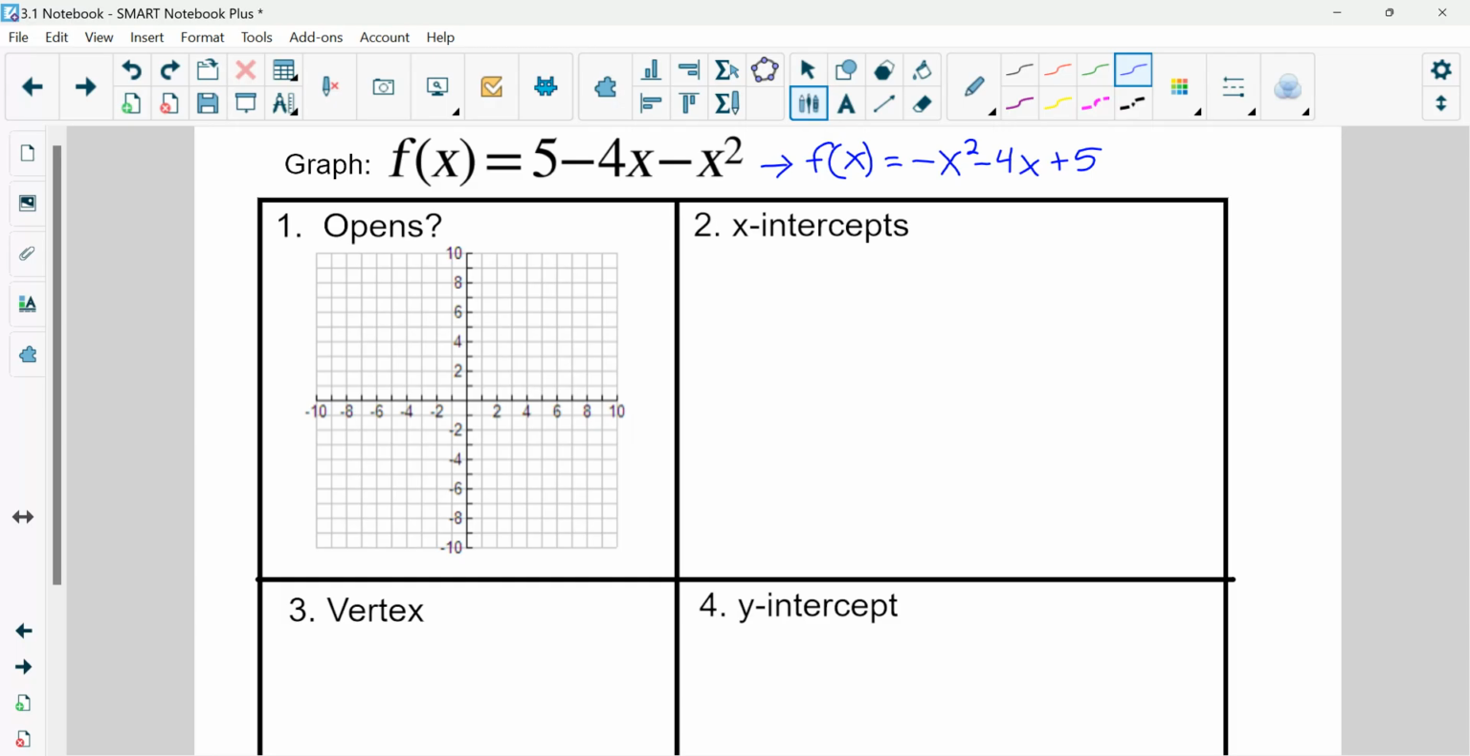So that means this parabola would open which way? Down. Yep, there's a negative in front of the x squared, so this is going to open down.